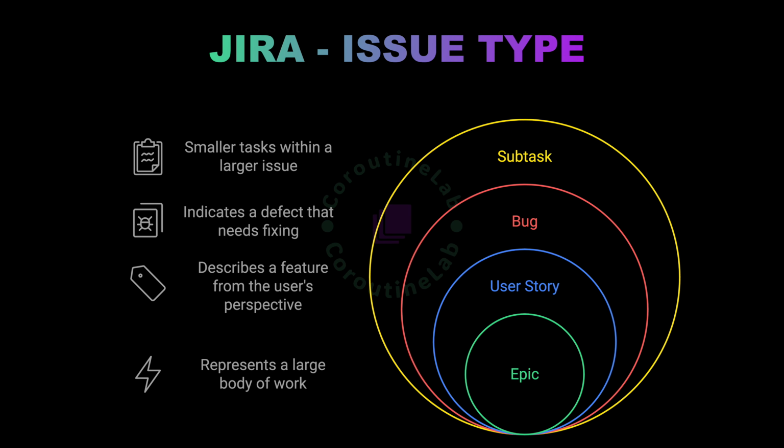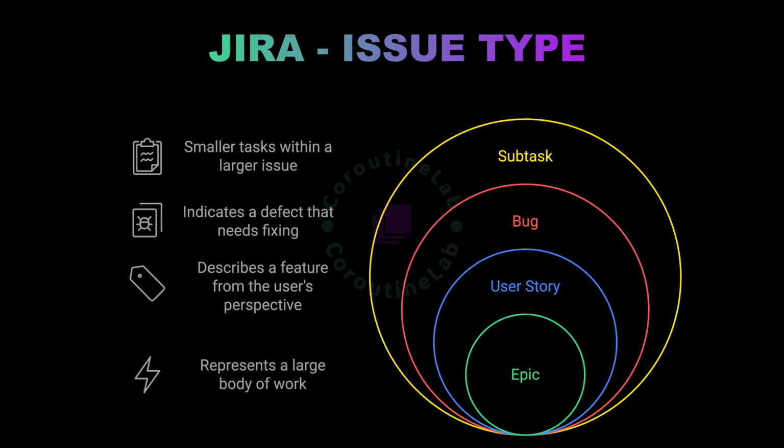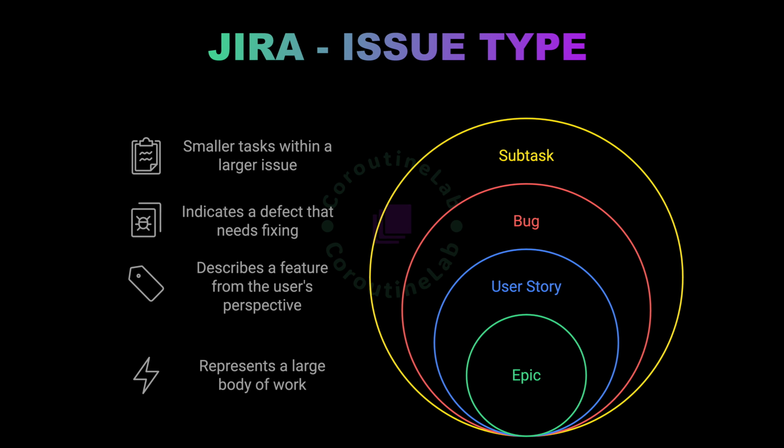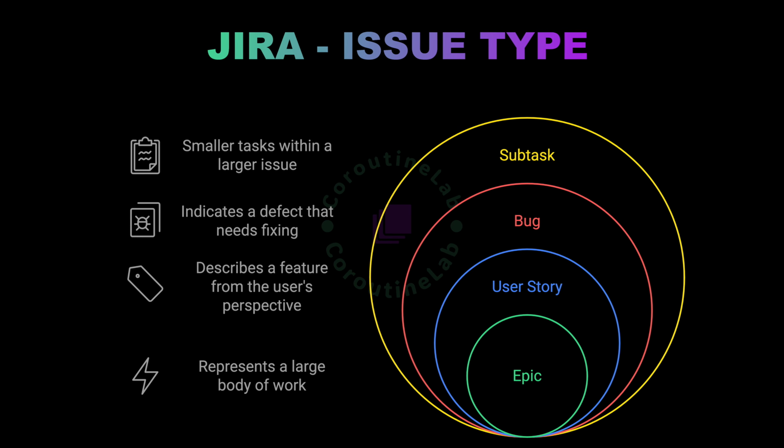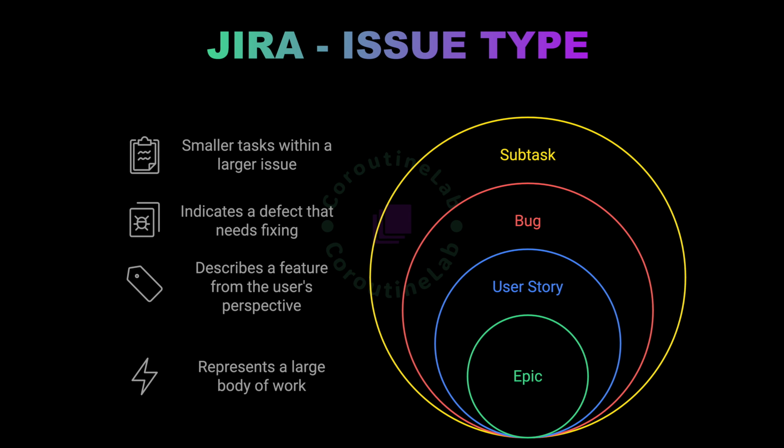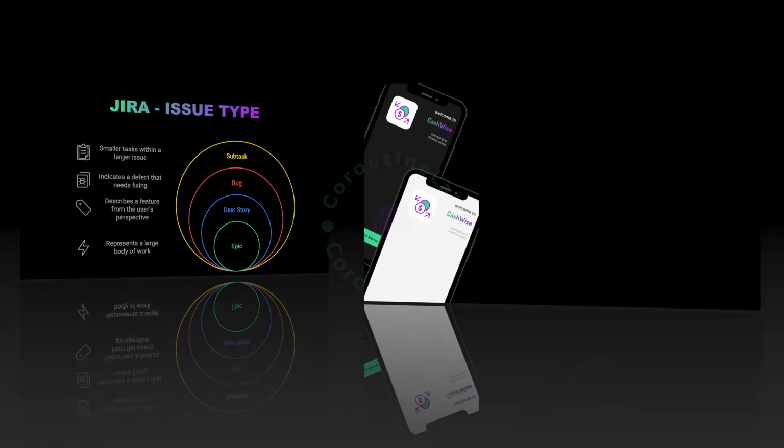Finally, there's the subtask, which is a smaller, more focused piece of work tied to a larger issue, like a user story or bug. Subtasks are great for breaking down complex work into manageable steps, making it easier for team members to collaborate and track progress. They are always linked to a parent issue, so they don't exist on their own.